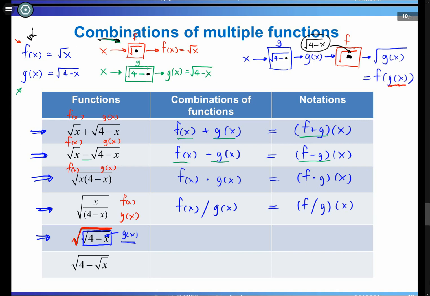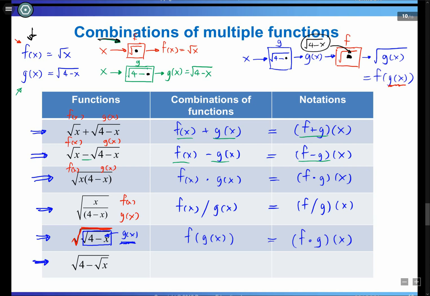Okay, so let's write it down here. F of g of x. In other words, g of x becomes the input of function f. And once again, we can use another notation. Okay, and this is going to be f∘g, composite of functions, with one input. Alright, now let's take a look at the last one right here.